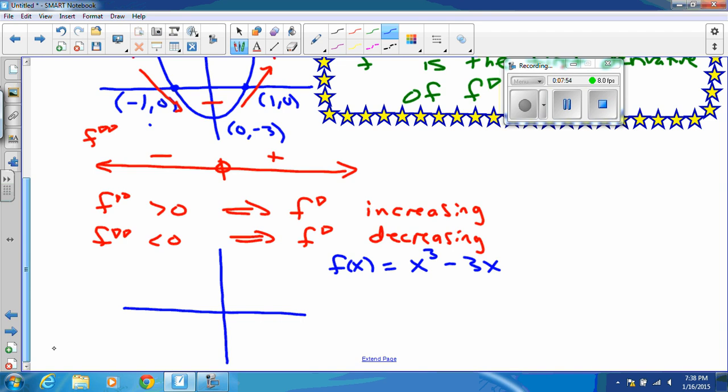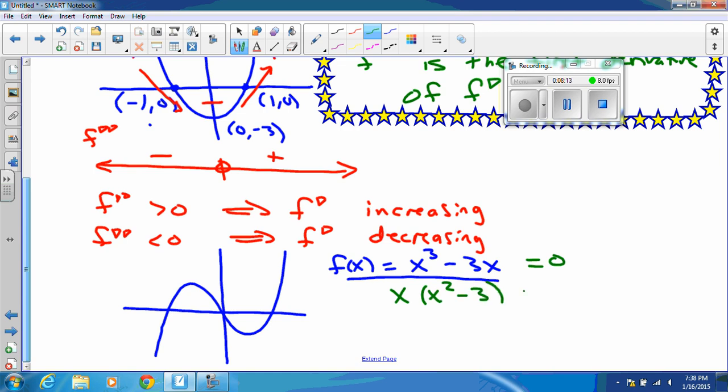And we have enough experience with cubic functions like f of x to know that this means that f is going to be increasing and decreasing and increasing again. In fact, I can actually find the zeros simply by setting f of x equal to 0 and factoring.